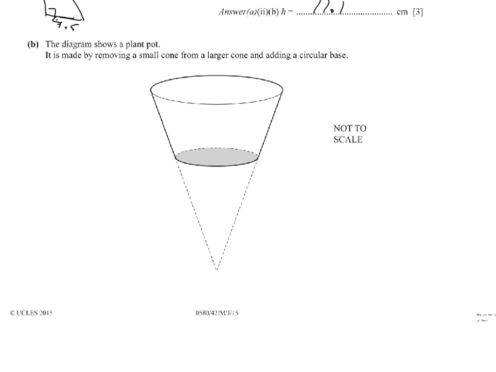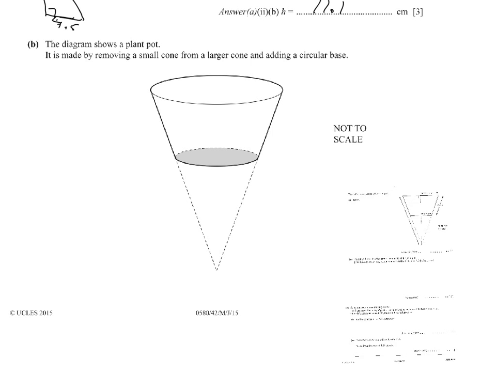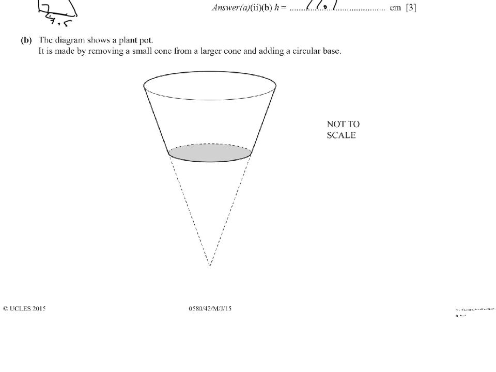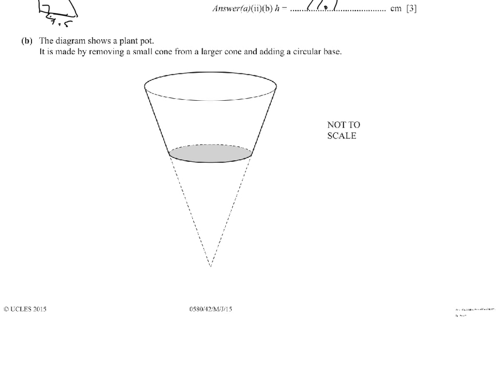It says, and this question, by the way, is on this page and continues on the next page. So I have it already here, the next page. I'll grab that in a minute. But what is happening here? They say the diagram shows a plant pot, and it is made by removing a small cone from a larger cone and adding a circular base. So we have a large cone. We take away a smaller cone and we put a circular base. And then indeed, you have some sort of flower pot. You can put some dirt in and a flower. Beautiful. So that's the situation.